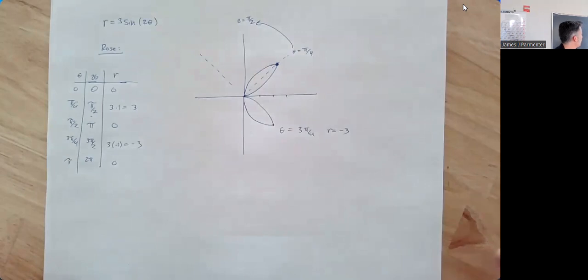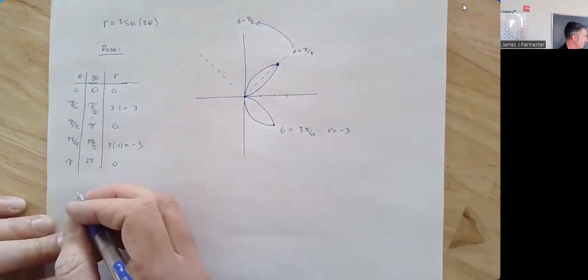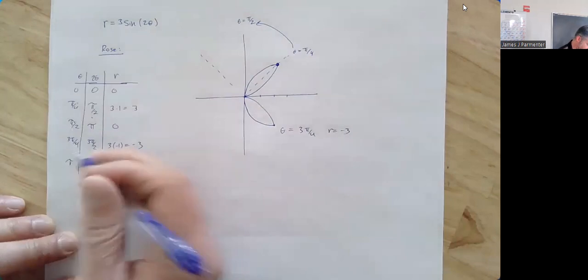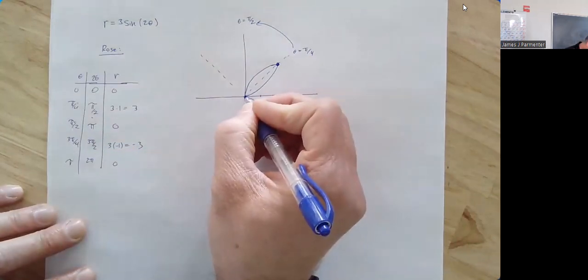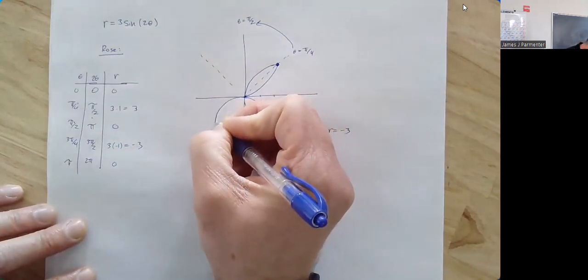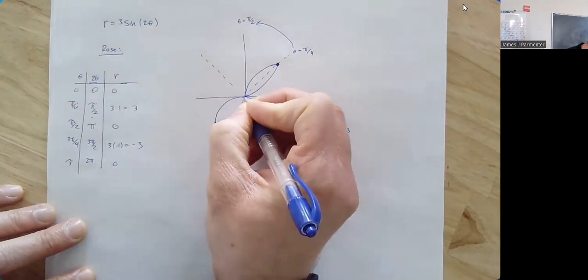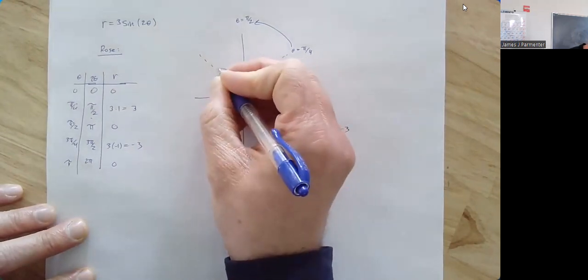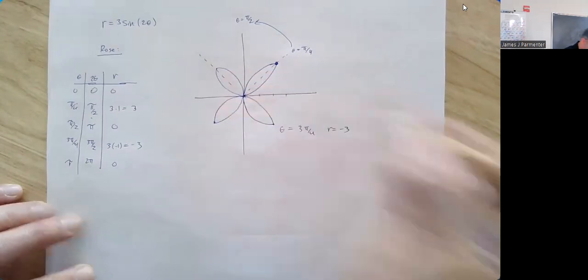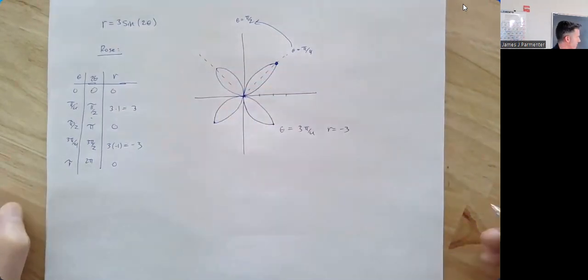And you might notice it doesn't look like all of a flower, all of a rose, right? I should be missing half of it. And so to get the other half of it, we have to go all the way to 2 pi for our angle theta. So we're going to go this way. And then finally this way. Again, graphing skills notwithstanding.